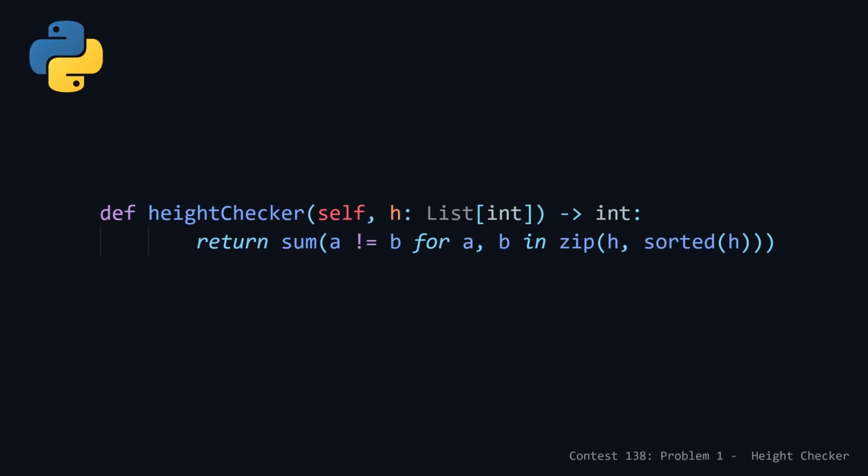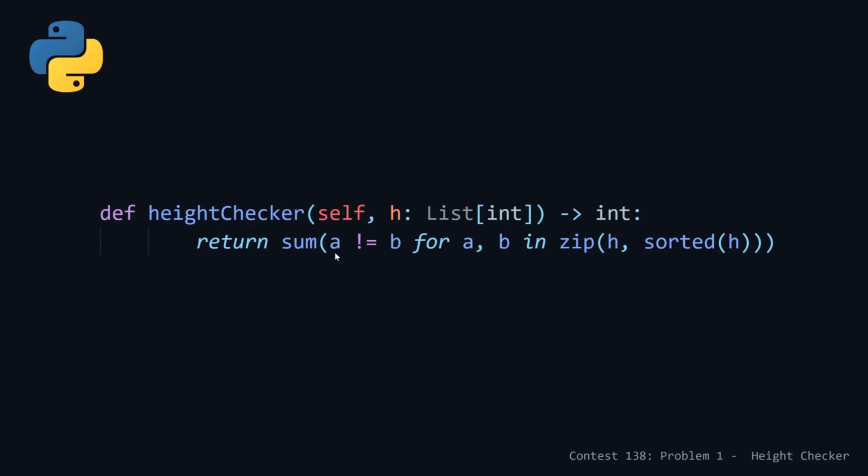So here is our functional solution in Python. This basically just combines the sum method with a generator expression and the zip method to basically pair the original values in our list H with the new values in our sorted list that we have here. And this is basically going to give us two elements at a time, A and B, one from H and one from our sorted list.